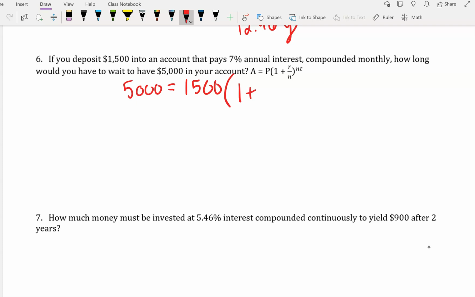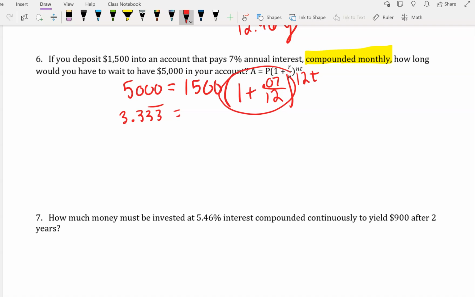1 plus our rate is 7%, 0.07, over N, which stands for the number of times compounded per year. Compounded monthly means N is going to be 12. All right, and then we need to solve for T. First thing I want to do is get rid of the 1,500. I'm going to divide 5,000 by 1,500. That gives me 3.333 continues.